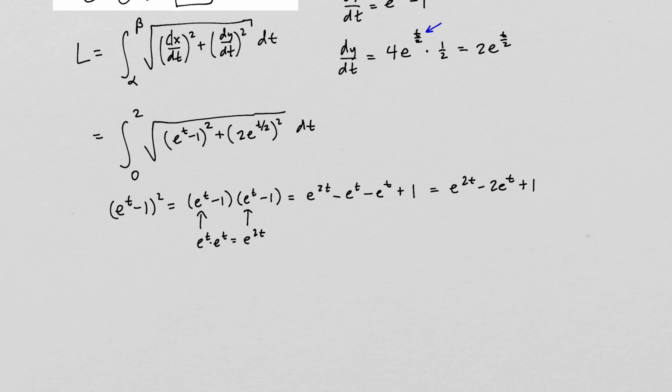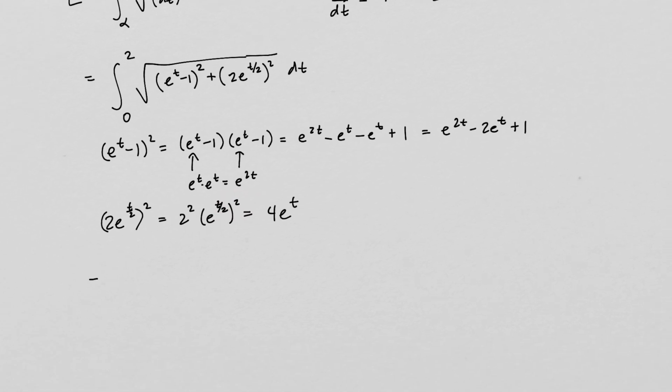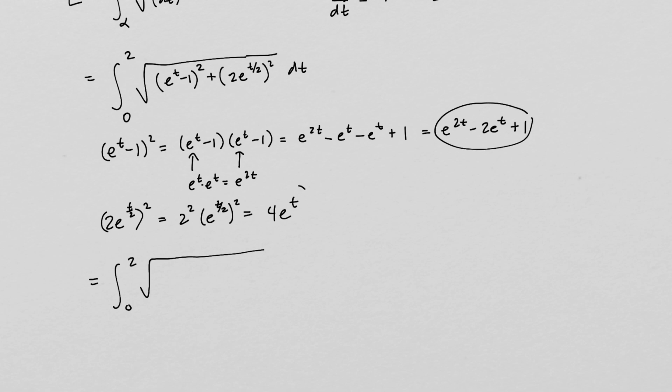And then we also need to do 2e to the t divided by 2, squared. And here we're just going to square each one of these. And so we're going to get 4e to the t. So when you square here, you're multiplying these together, and these 2's cancel out. And so now we can put this all back into the integral. We have the integral from 0 to 2. We have the square root of this plus this.